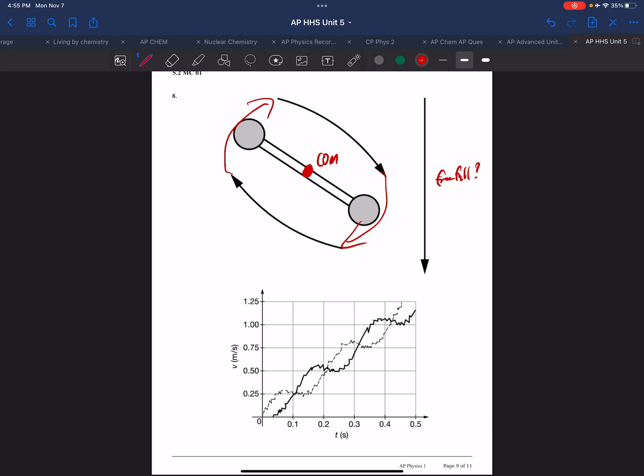Now, in the graph below, it looks like there's two things, but if you look at it overall, it looks like this is what's happening. So it could be that one of these graphs is for one of the balls, and the other one is for the other ball, and the straight line I drew is the center of mass. So that could be the case.